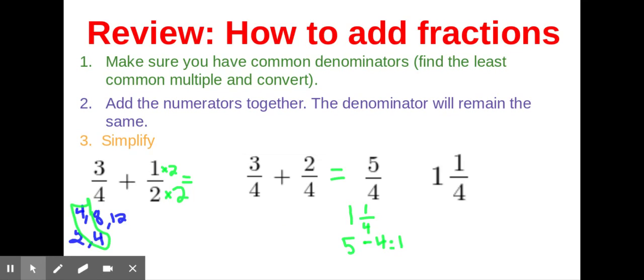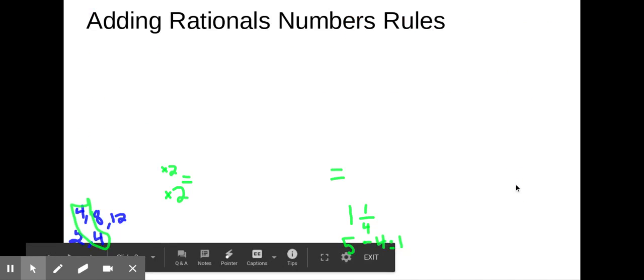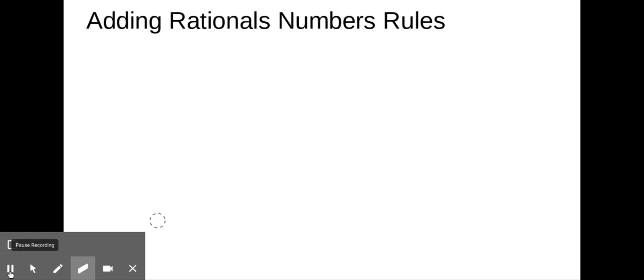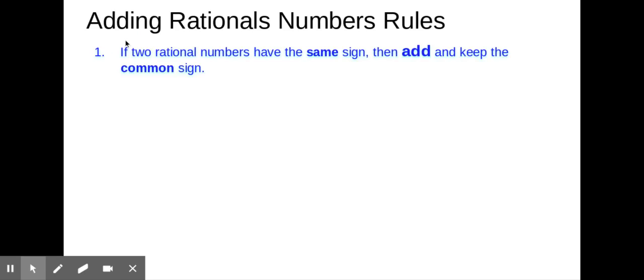So now that we've had that little review, we can move on and learn how to add rational numbers together. So we're going to have a couple of rules, and they're going to look very similar to when we're adding integers. The first one is, if two rational numbers have the same sign, then add and keep the common sign. Wow, that sounds really familiar. That's because it's the same as the rule for adding integers.